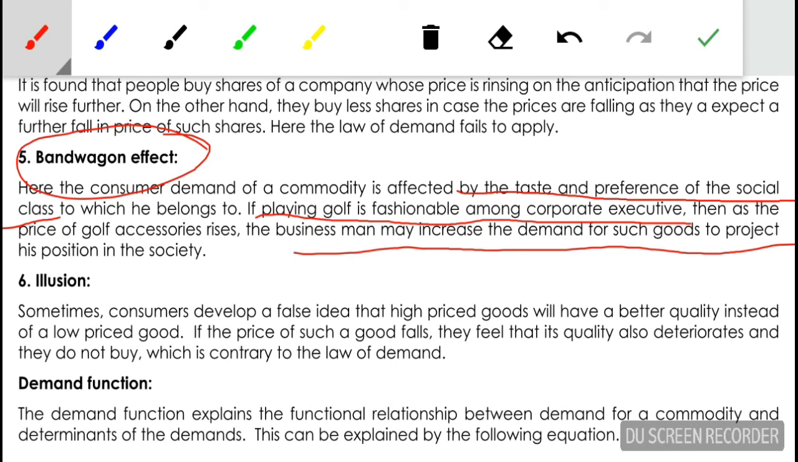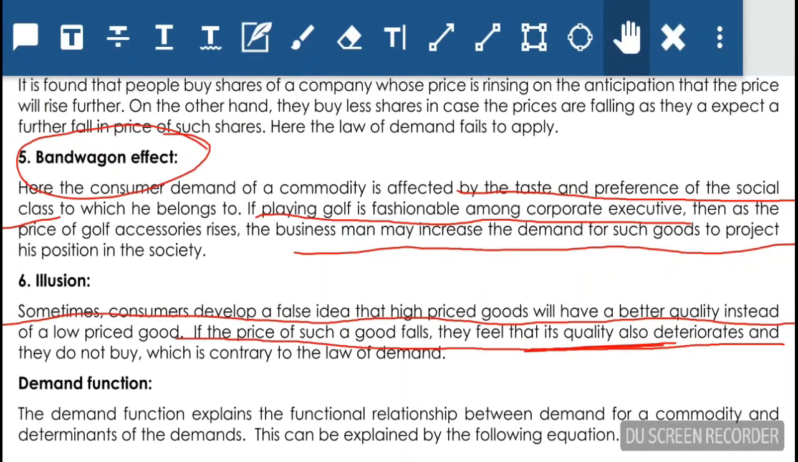Now, the last one is illusion. Illusion means some people think that the quality of a particular product is increased when the price is increased. What is your intention when you buy a brand product? Your intention is that the product can be used for more years and it will be of high quality, all right. So this is what the illusion states. If the price of such goods falls, then it feels that quality also deteriorates and they do not buy. Sometimes the consumer develops a false idea that high price goods will have better quality than low price goods. This is what the illusion states.